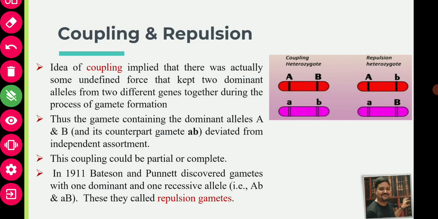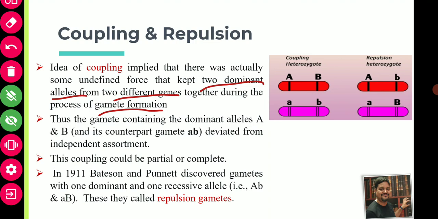Bateson and Punnett gave the idea of coupling and repulsion, and in coupling they wanted to tell that the parental combination of genes tries to be inherited together. That means two dominant alleles from two different genes try to come together in the process of gamete formation. Either dominant or recessive, you can say it in either way. If two dominant are coming together, the two recessive will go together. For that situation, they termed it coupling.